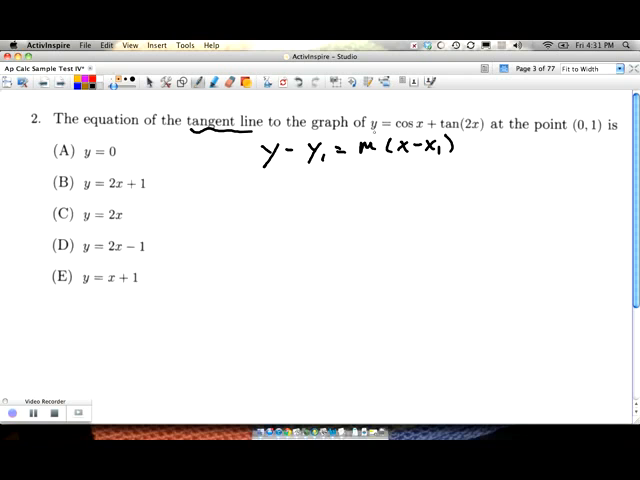We don't overthink it. Okay, so we got this graph. y equals cosine of x plus tangent of 2x at the point (0, 1). Bam! They already gave me x and y. That was a bam. Alright, so that means y minus 1 equals something times x minus 0.